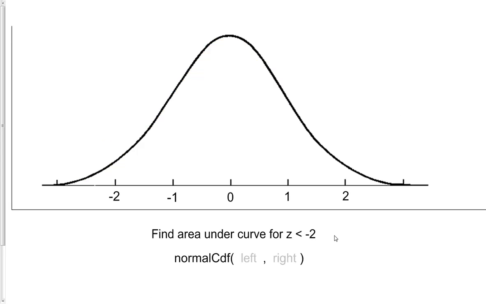Let's try one more example here. Find the area under the curve for z is less than negative 2. Well, if we go to our negative 2 here, and we draw our line, z is less than negative 2 is going to correspond to all of this area.